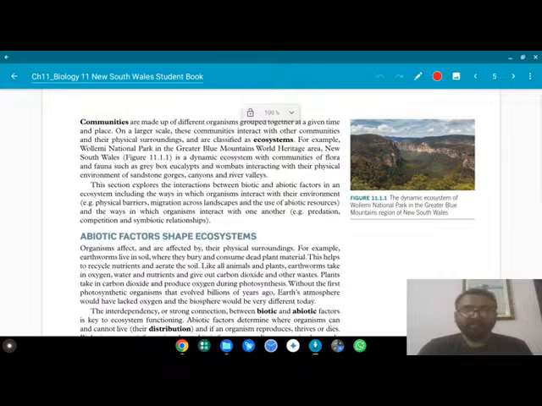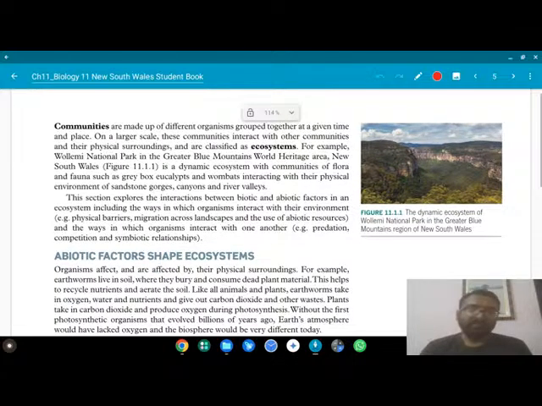So what is meant by communities? Communities are a group of people, a group of animals, a group of organisms. Okay. It is called a community. So there is a large community, a small community, large scale, and all these happen in the system. So this is the most important basic definition we need. Communities are made up of different organisms grouped together at a given time and place. On a larger scale, these communities interact with other communities and their physical surroundings and are classified as an ecosystem.